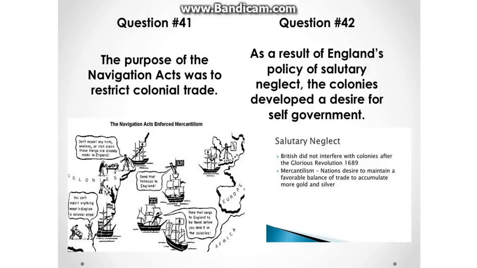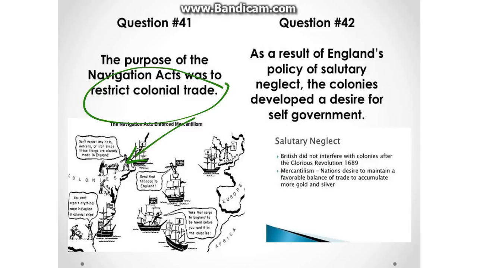Question number 41. The purpose of the Navigation Acts was to do what? The purpose of the Navigation Acts was to restrict colonial trade, so that England could be sure that the colonies were not making money off trading with other countries besides them.